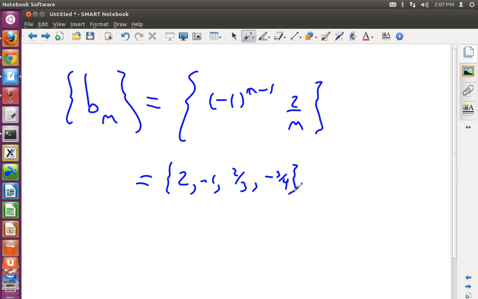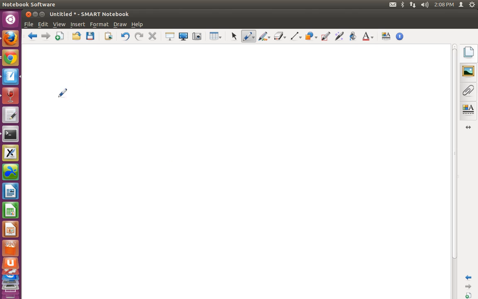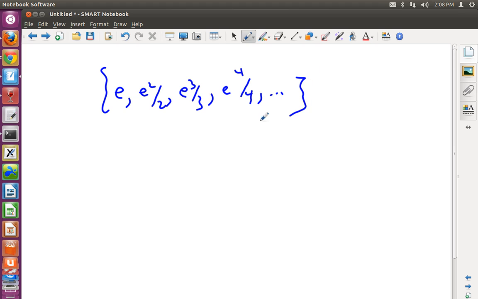Let's go backwards. What if I gave you a sequence? I gave you the rule, and you gave me the sequence, right? Now let's go backwards. Your sequence looks like this: e, e squared over 2, e cubed over 3, e to the 4th over 4. What's the pattern? What rule in general? E to the n over n, that's all. And n has to start at 1.